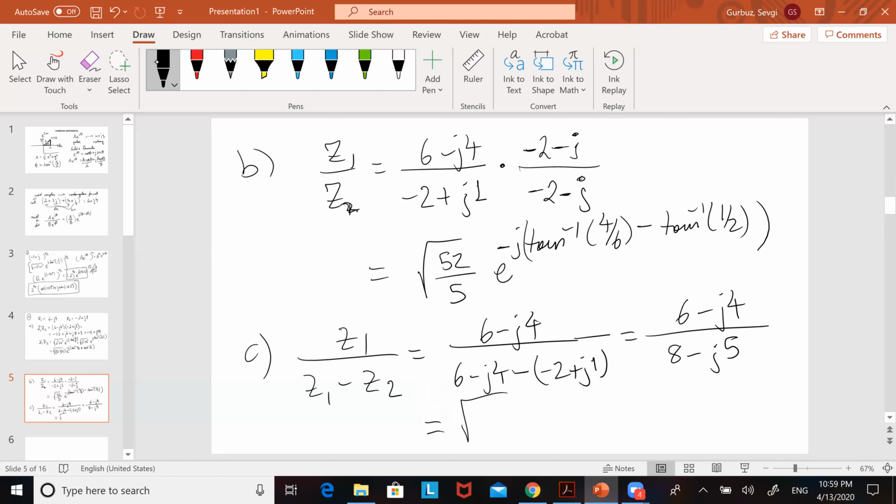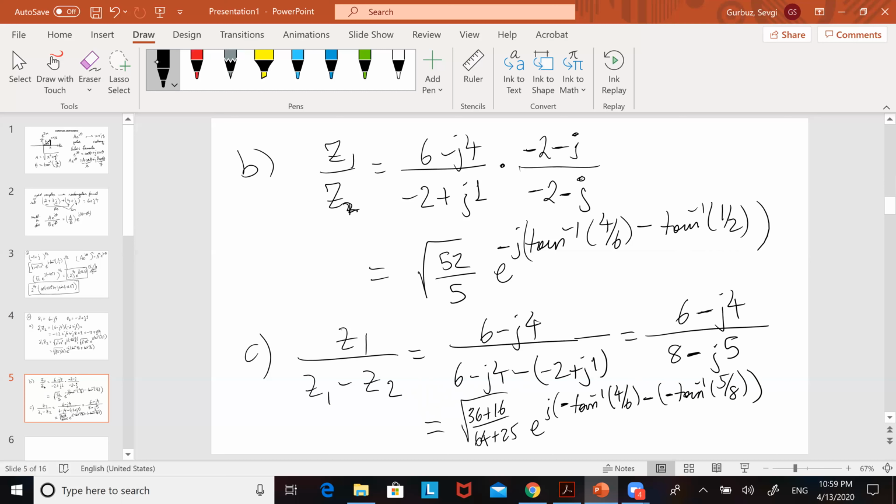This would be the square root of 36 plus 16 divided by 64 plus 25. And then this would be e to the j minus the tangent inverse of 4 divided by 6 minus the tangent inverse of 5 divided by 8. The reason why these minus signs come out is because the imaginary components themselves are minus. But this is how you would then write this in polar format. And if you wanted to afterwards convert to Cartesian, then you can use Euler's rule to write the exponential as a cosine theta plus j sine theta.